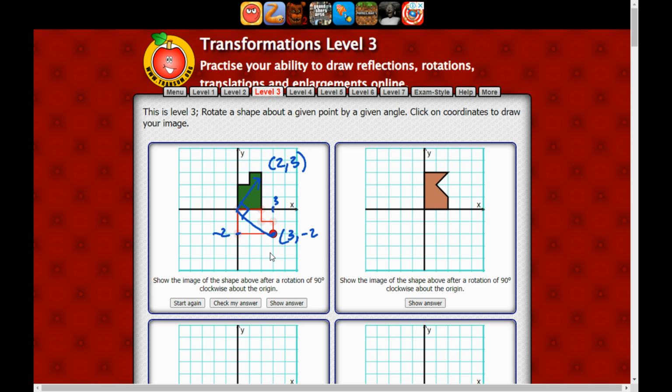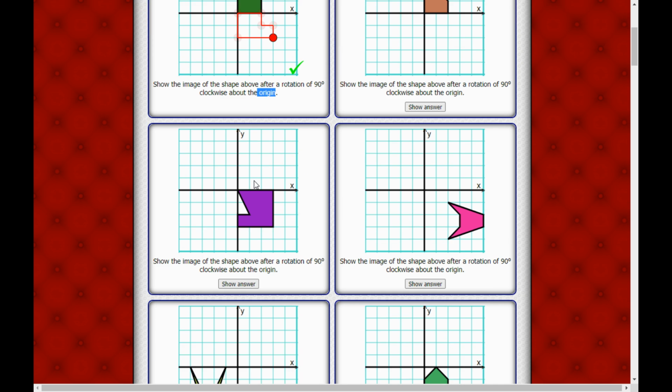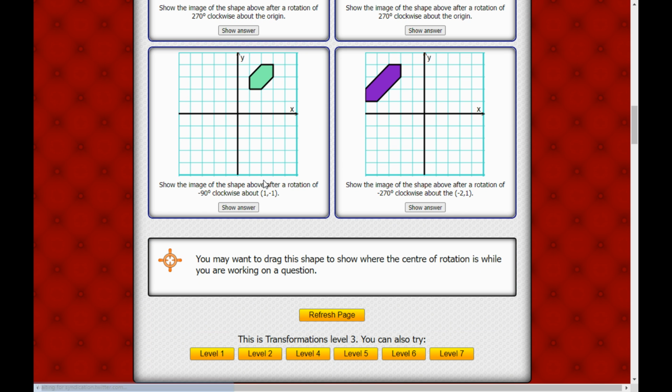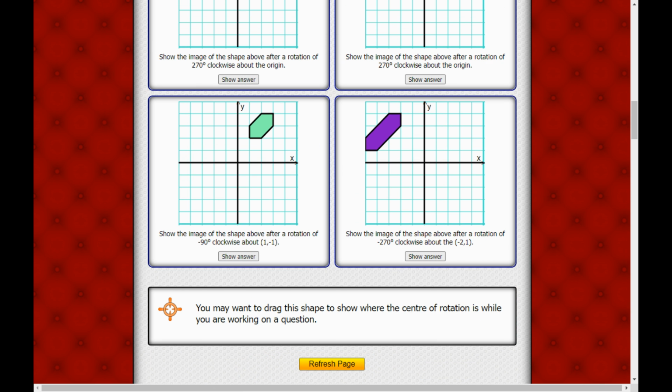Okay? And you can see that is a rotation. And they'll tell you the origin. The origin is the center there. All right, the answer is correct there. At some point, the origin can change. But in this case, they're using, for example, have a look at this one here.